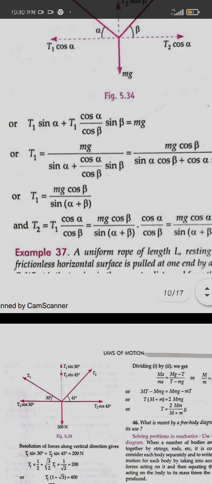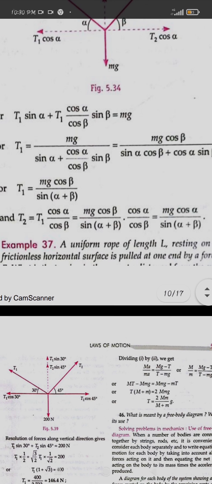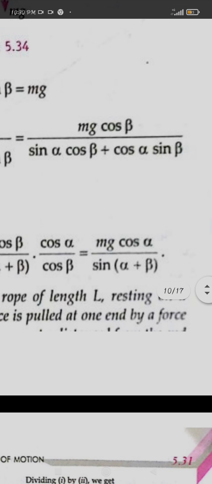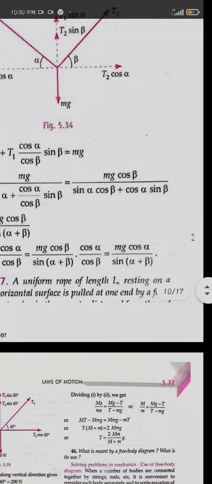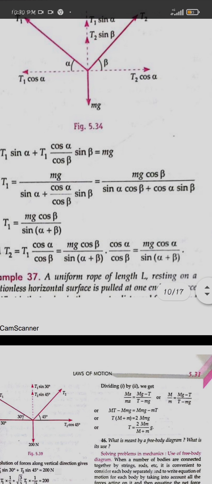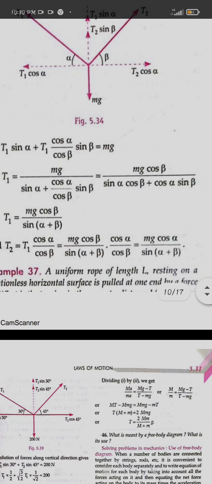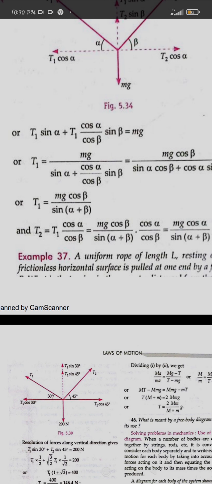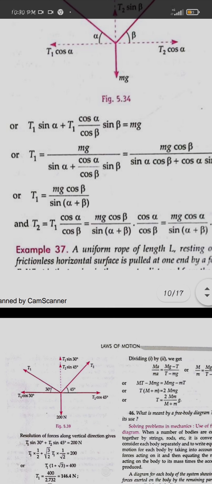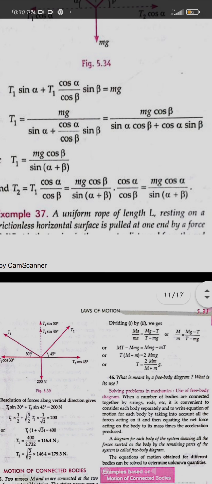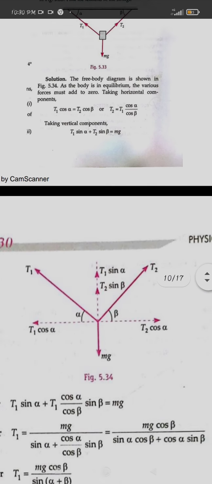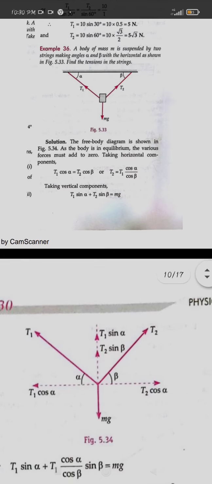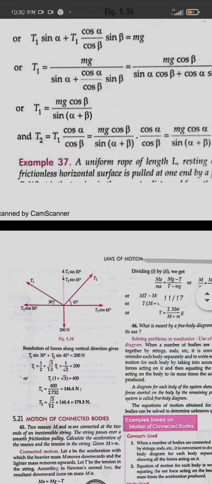So on taking this, we are getting sin alpha cos beta in the denominator, it is sin alpha cos beta plus cos alpha sin beta, which is the formula for sin A plus B. Okay, so T1 is mg cos beta upon sin A plus B. From here, if we put the value of T1, we can find out the T2 also. These are the two values for the tensions on the strings A and B due to the 1 kg mass suspended by these two strings.